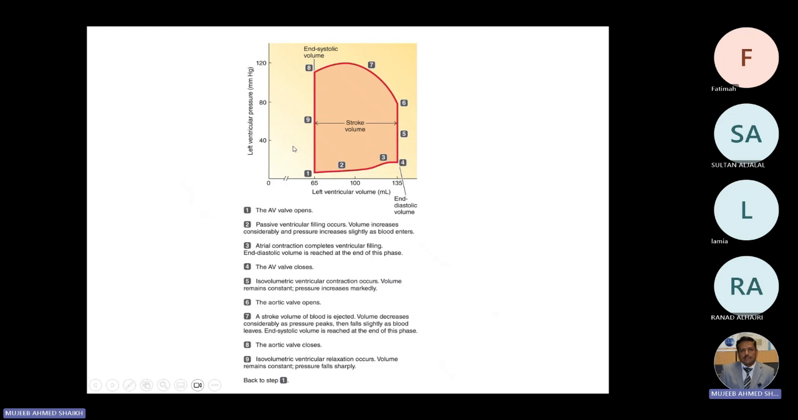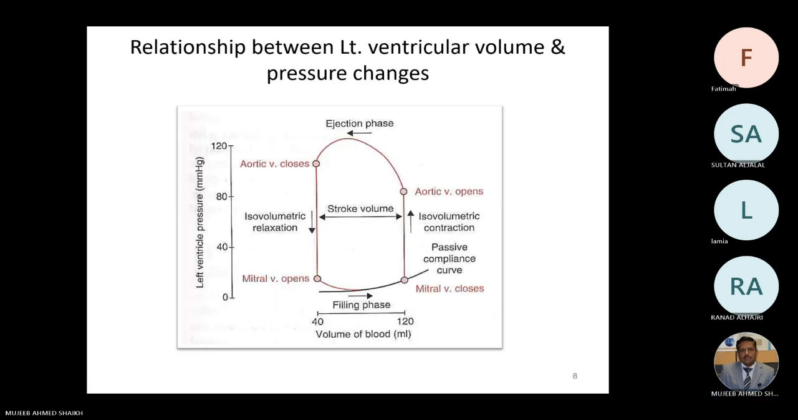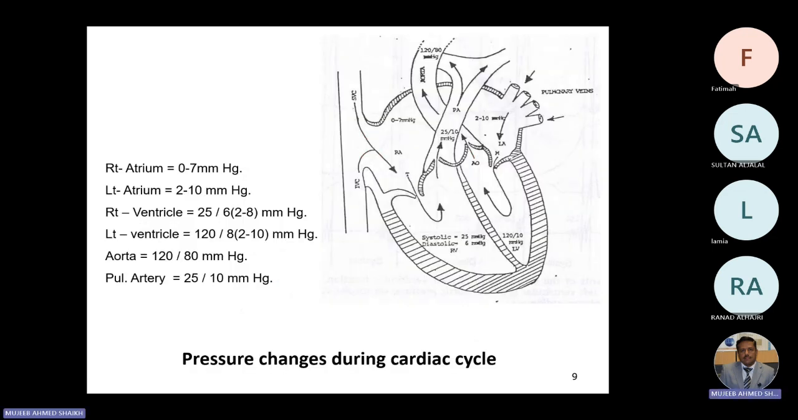Again, it is shown here in another diagram also, what is happening at this point. The same thing is drawn here, the relationship between volume and pressure in the left ventricle. You can see the pressure difference here. Numbers are not important for this picture, and we will not ask you exactly what the pressure is in the right atrium or the left ventricle. But you can just remember that there is decreased pressure on the right side and increased pressure on the left side.